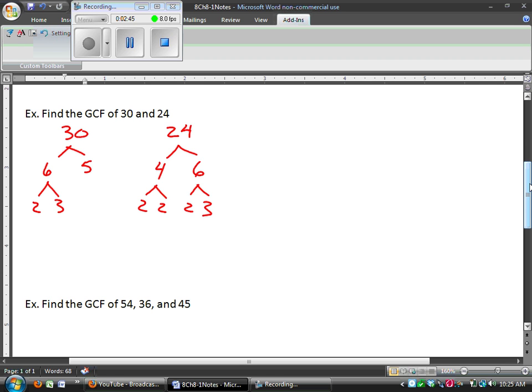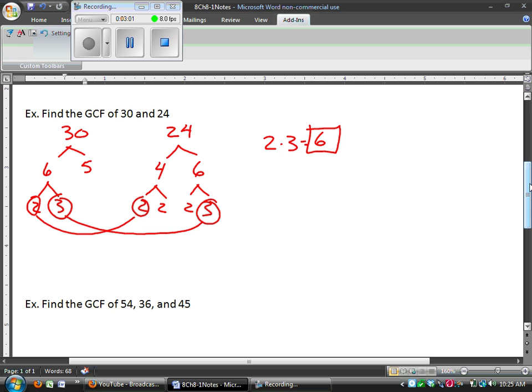Now we have to circle the things that they have in common. So they share a 2 and they share a 3. All right? Then we said the next step was to multiply the things they share. 2 times 3 gives me 6. So the GCF of 30 and 24 is 6.